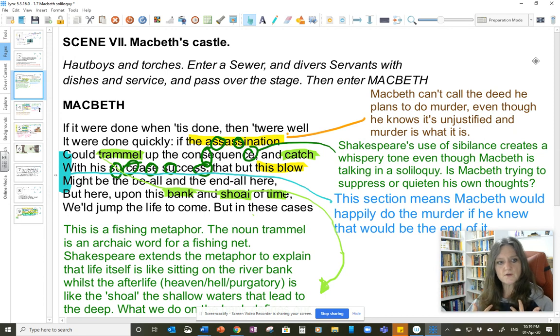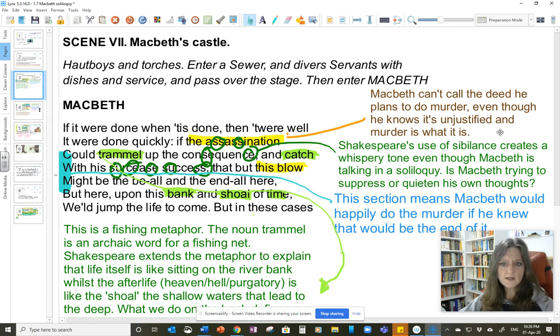So it's as if he's personifying his own ambition as a kind of pushy woman who wants to pay Macbeth to kill King Duncan, the assassination. And then a little bit further down, again in the yellow, he calls the murder this blow, but this blow might be the be-all and the end-all. So five different words he's used for murder, and totally avoided using the word murder. He is a professional killer, he's a soldier, but normally what he does is justified and justifiable.